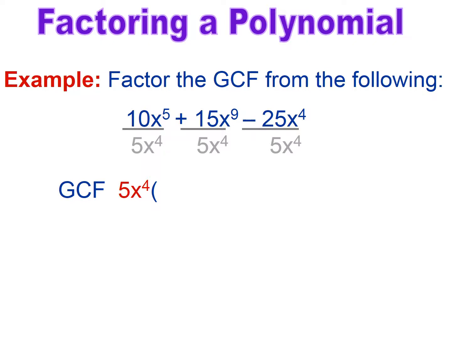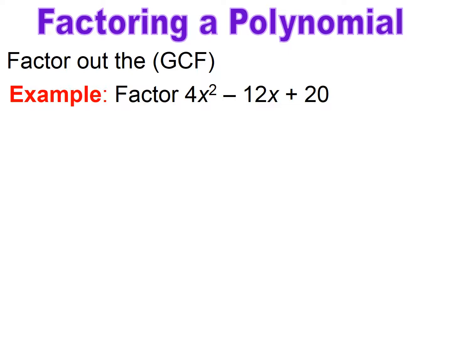So I'm dividing 5x to the 4th into 10x to the 5th, and I get 2x. And then I divide 5x to the 4th into 15x to the 9th, and I get plus 3x to the 5th. And then lastly, 25x to the 4th divided by 5x to the 4th gives me minus 5. And I close the parentheses. Again, you could redistribute this to make sure that you get what you started with.